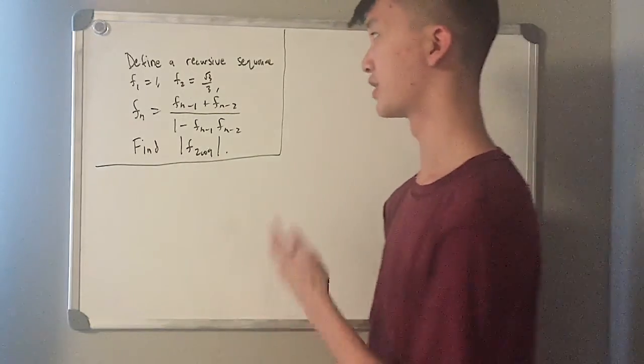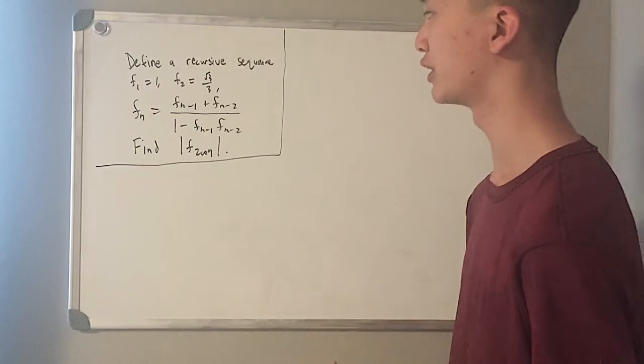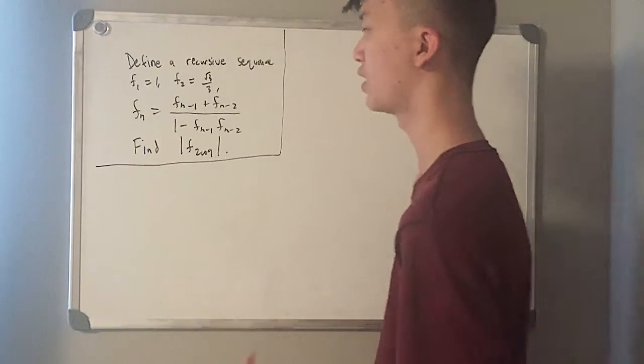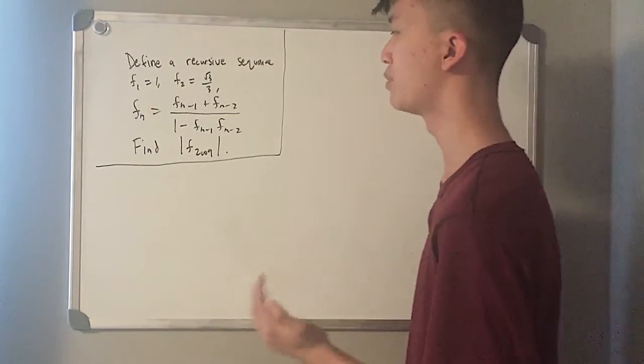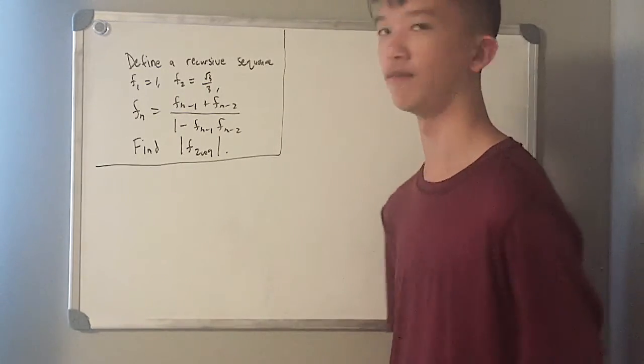So let's define a sequence f of n such that f of 1 is equal to 1, f of 2 is equal to root 3 over 3, and f of n is equal to f of n minus 1 plus f of n minus 2, all over 1 minus f of n minus 1 times f of n minus 2. So we are to find the absolute value of f of 2009.